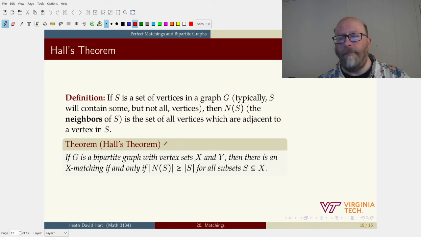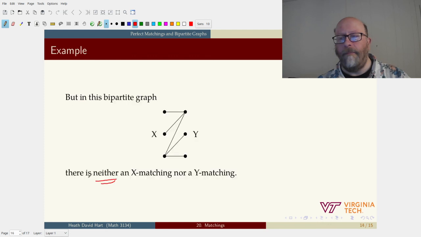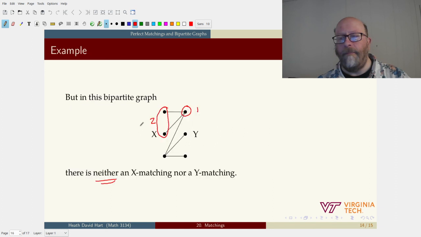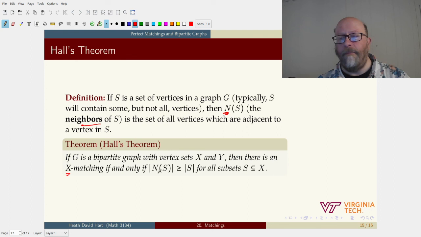Hall's theorem gives us a way of testing whether we have an X matching. If I can find a set of vertices in X that is bigger than the set of neighbors, where the capital N is standing for neighbor set. If there is a set of vertices in X that's bigger than its neighbor set, then we can't have an X matching. So the number of neighbors always has to be bigger than or equal to the size of the set for all subsets F.